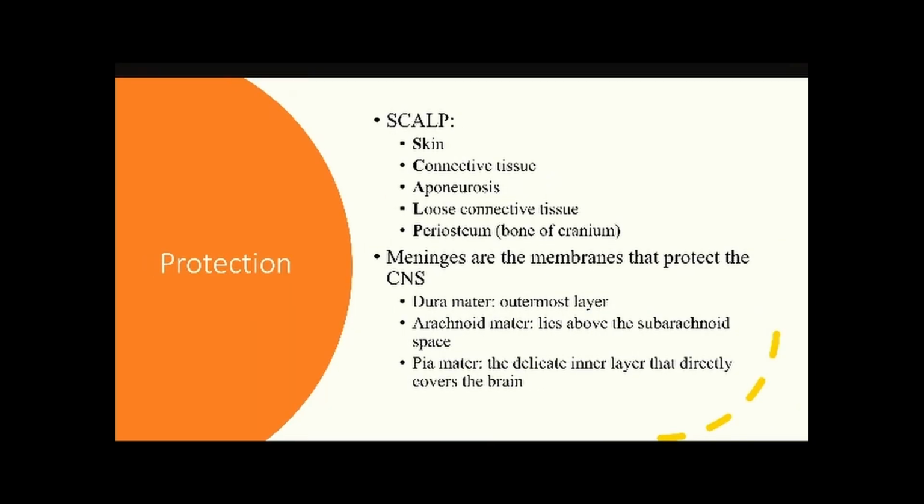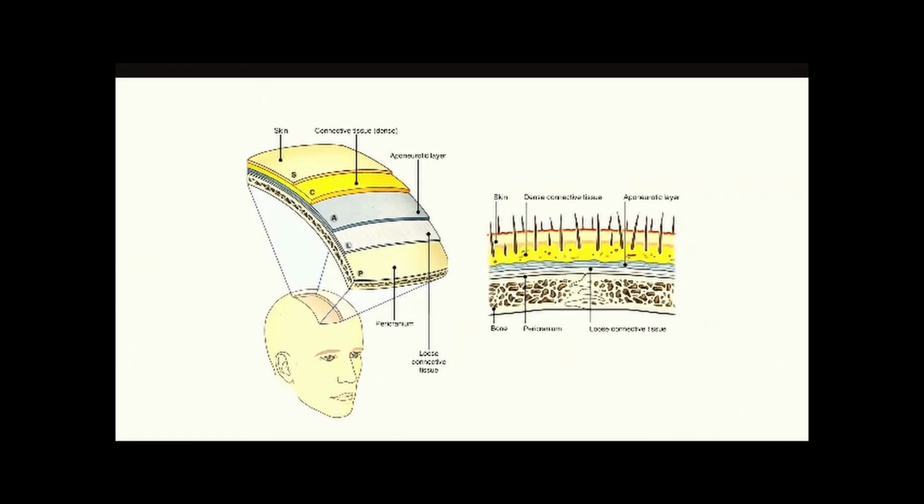Protection of our brain, just remember the mnemonic SCALP. This is the order of layers. So the scalp is first, connective tissue, aponeurosis, loose connective tissue, and then your bone, the periosteum. And we have our different meningeal layers. The dura mater is the outermost layer. The arachnoid is the middle layer, above that subarachnoid. And the pia mater, which actually covers the brain itself. So it's just a narrow way of looking at the different protection of the brain.